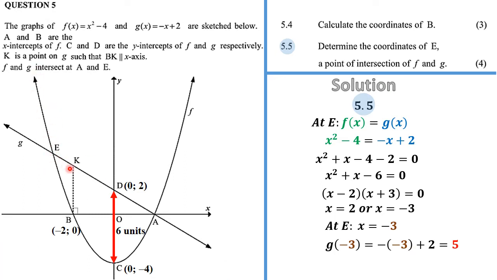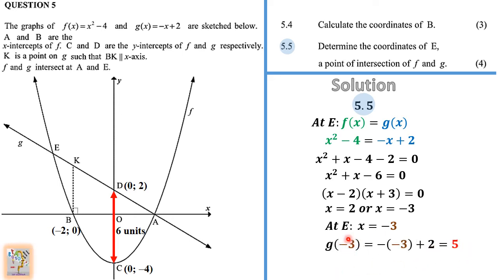If you don't want to use the straight line equation, you can also use the parabola. If you use the parabola, you will substitute x with minus 3. So f of x is equal to x squared minus 4. Where you see x, you put minus 3. Then minus 3 whole squared is 9. 9 minus 4 is 5. Okay? It will still give you the same answer.